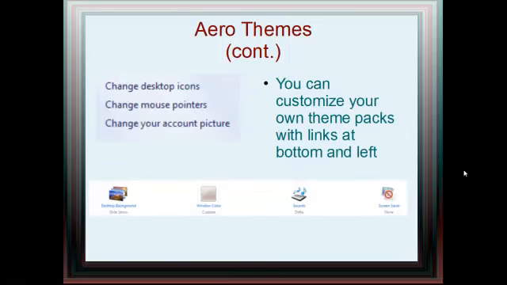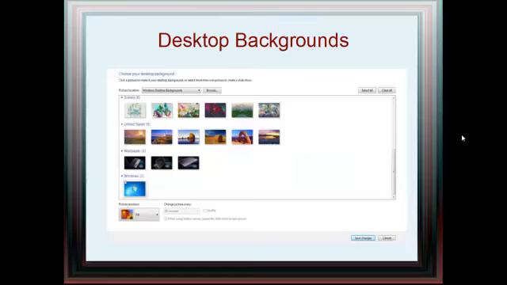Now, if you want to make your own theme pack, there are customization links on the main control panel. At the bottom is the desktop background, the Windows color, the sounds, the screensaver, and to the left is the desktop icons, the mouse pointers, and account picture. So as you can see by these links, you can make it as customized as you want. So if you're very graphics savvy, then you can go and explore and do that.